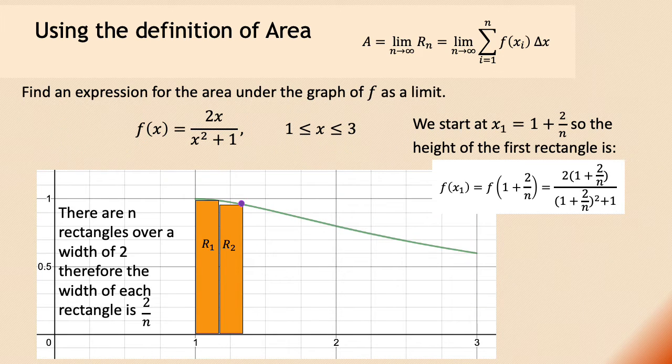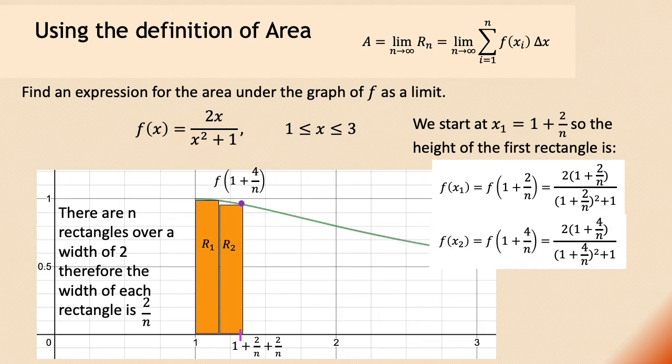If we go on to do that for the second rectangle, the right-hand corner of the second rectangle is going to be at 1 plus 2 over n plus 2 over n, and let's simplify that to 1 plus 4 over n. We plug that into our f of x, so f of 1 plus 4 over n gives us the expression that you see.